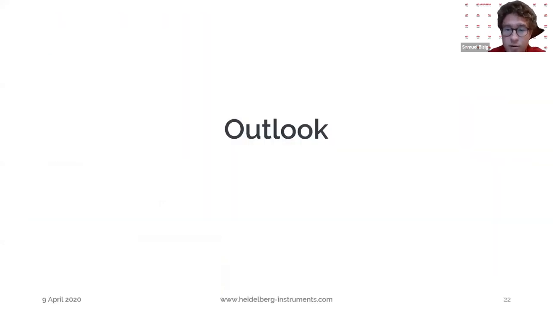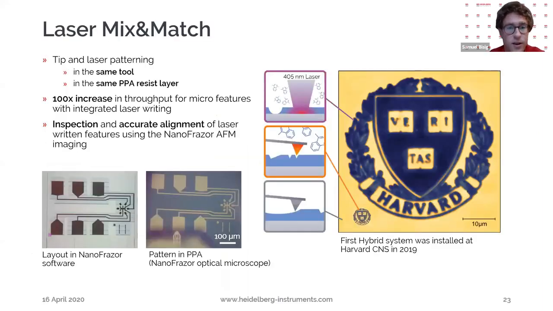So after the two limitations, I would also like to give you an outlook of the options to combine our technology. The first one we developed together with Heidelberg, our mother company, is the laser mix and match. The idea is that you can still use the same tool and the same resist layer to combine the tip and the laser operation.